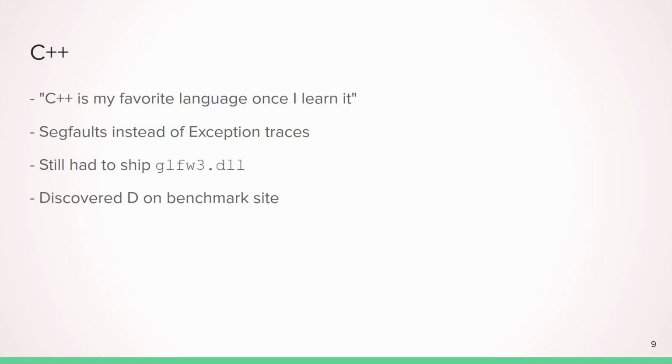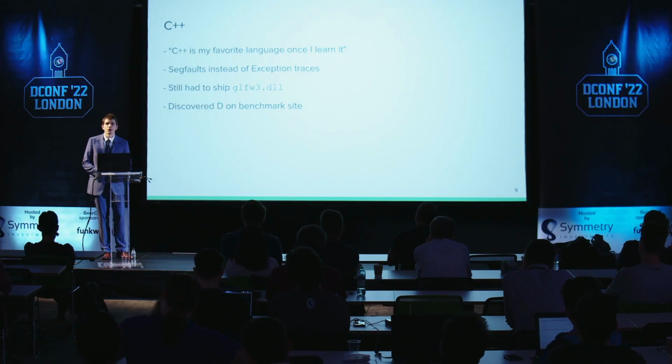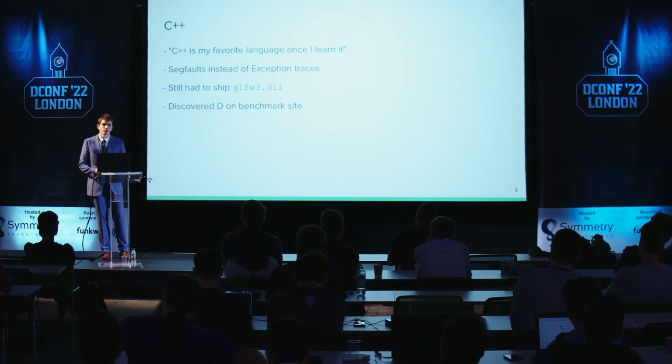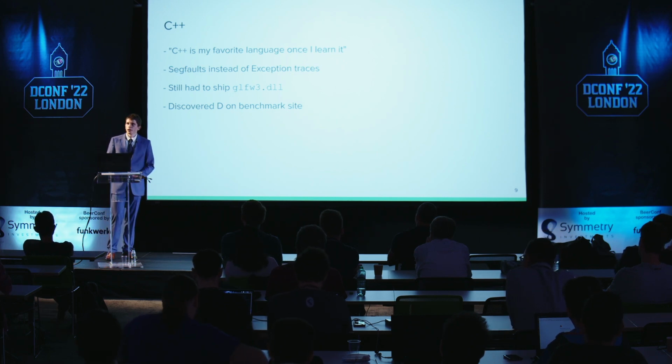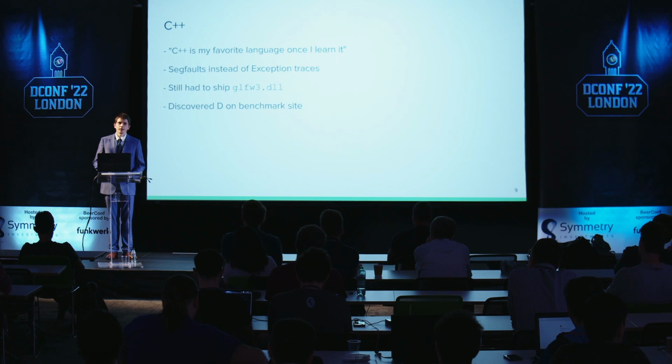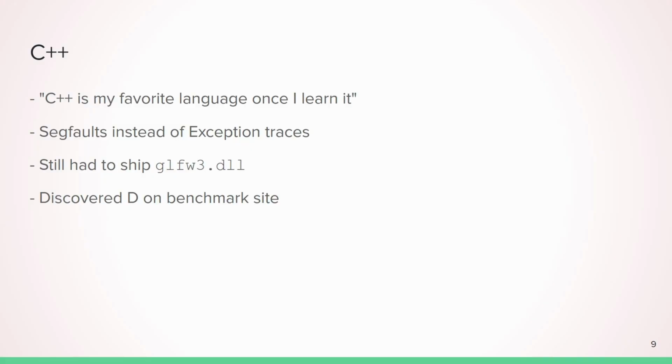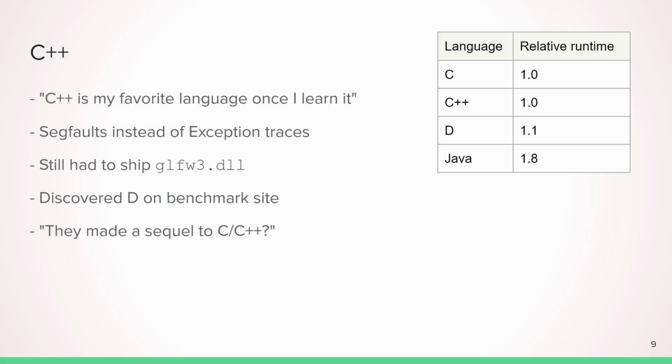One fateful day, I found D on a benchmark site. I was curious about the performance gap between C++ and Java. I can't find back the original site exactly, but I remember seeing a table in there that looked like this. And I was like, they made a sequel to C++? And it's not even that much slower. It's the same performance ballpark.